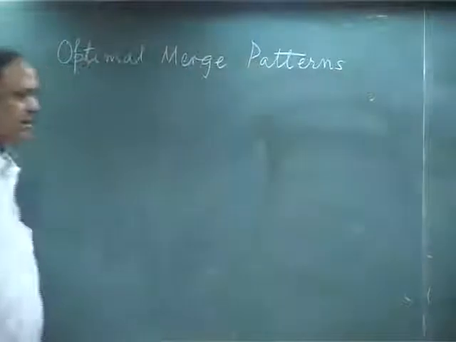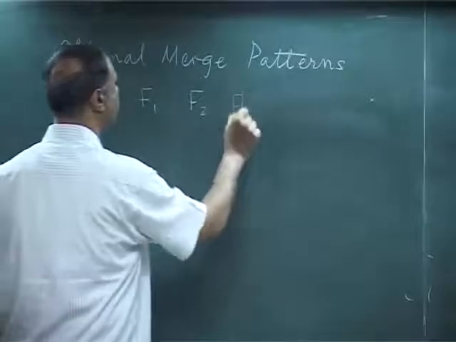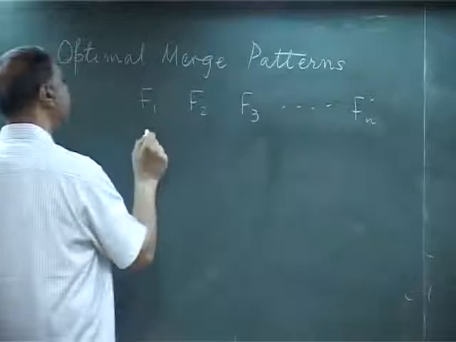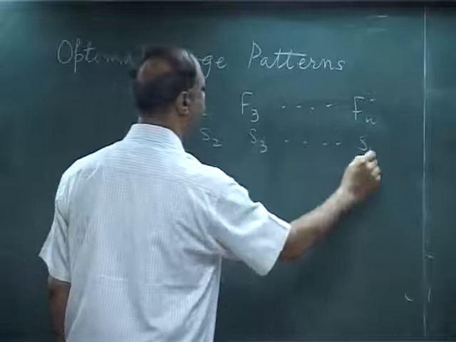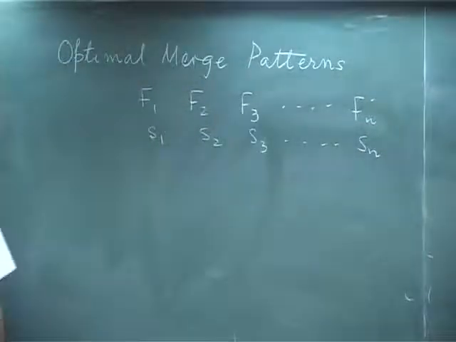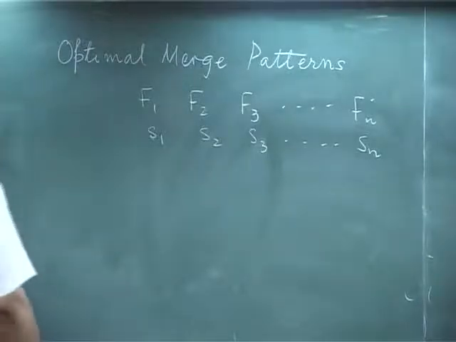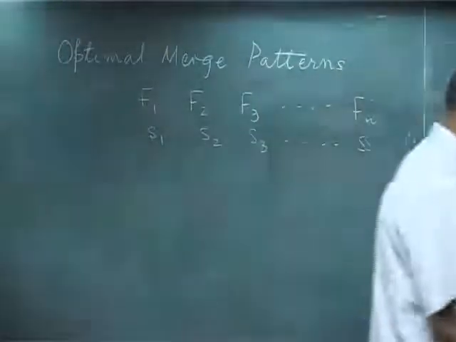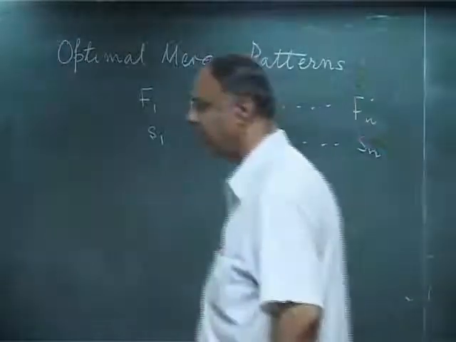Now what is the problem here? Suppose I have files F1, F2, F3, up to Fn, and the sizes are S1, S2, S3, up to Sn. So you have n files, and file I has size, or number of records, SI. The problem is that we want to merge all these files into one file.